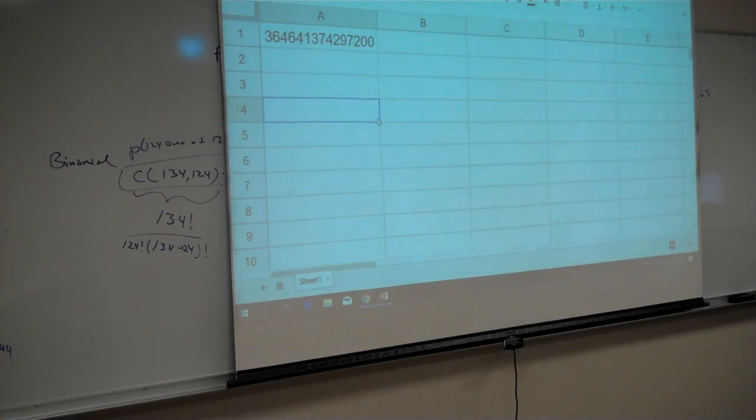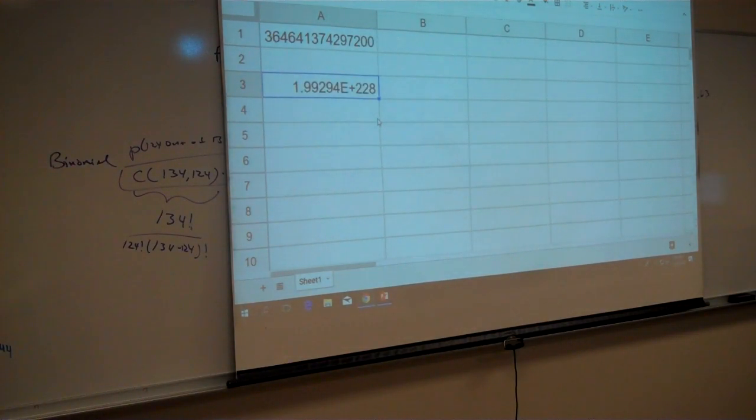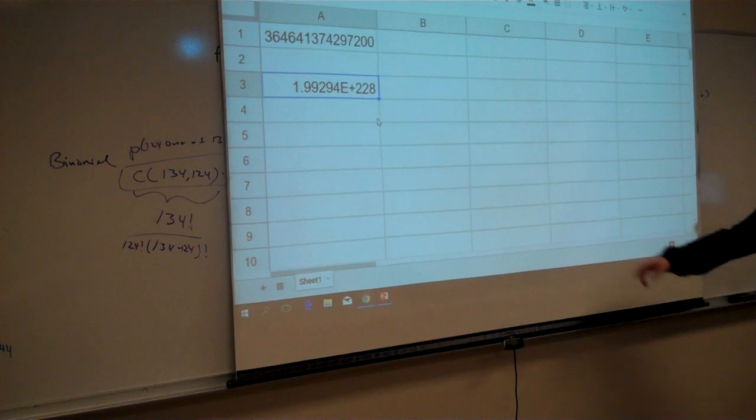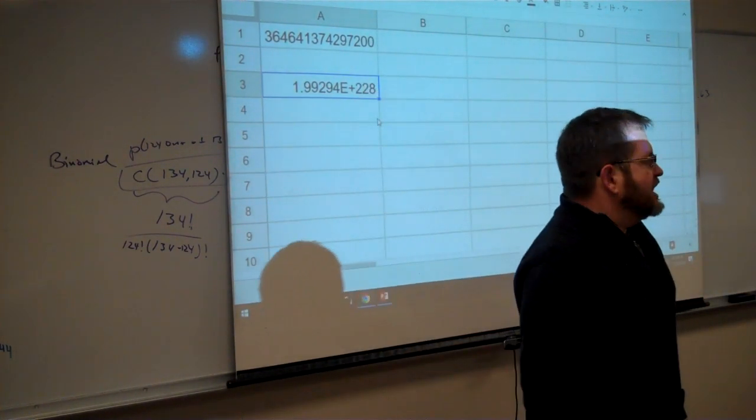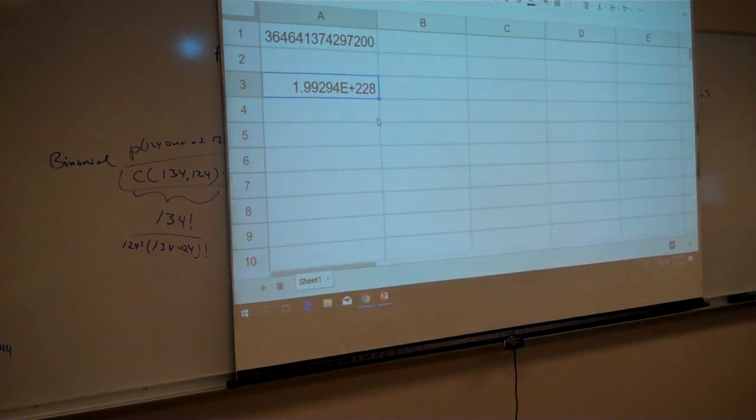Alright, so there's our actual value. And I agree, that first part is kind of hard. If we actually wanted to do the factorial of 134, it is a giant number. Notice what the number is. It is roughly 2 times 10 to the 228th power. That is many, many times more than there are atoms in the universe. That is a very, very large number. Your calculator is not happy with that. But that is, in fact, 134 factorial.